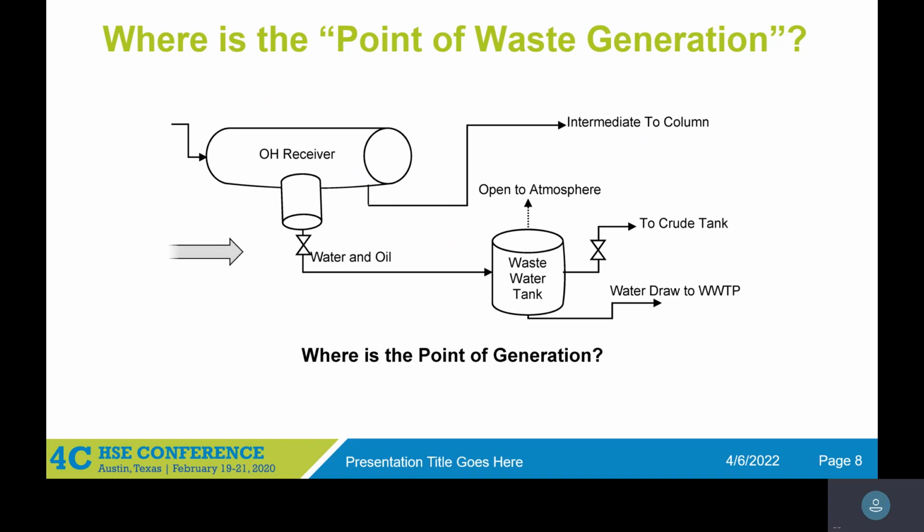Correct. It's right here, because this part is integral to the process. And this tank was put there solely to control this water and manage that water downstream. So, process vessel to waste management unit. Make sense? Now imagine in a refinery, you can have 2,000 of these streams all over the place, right?